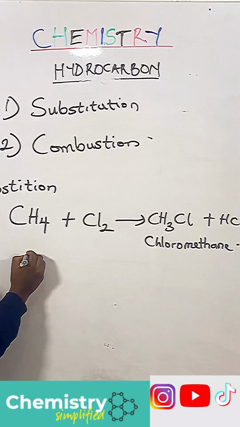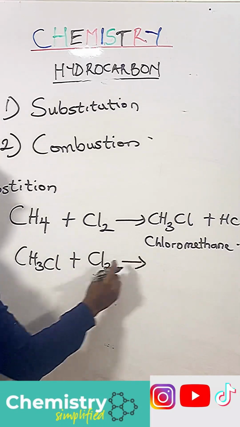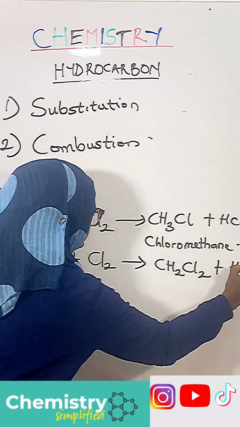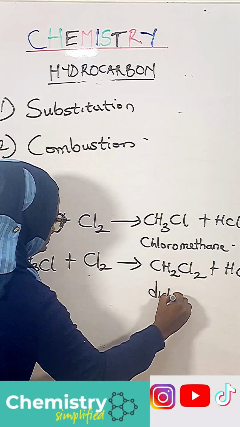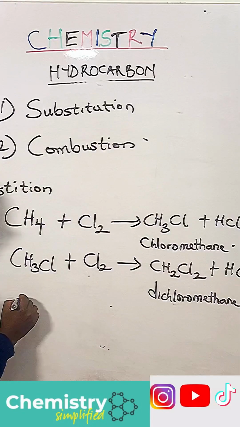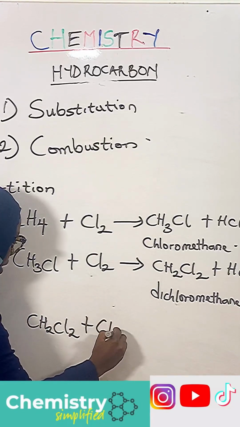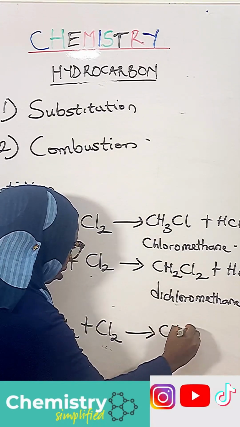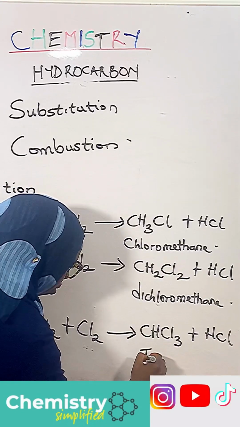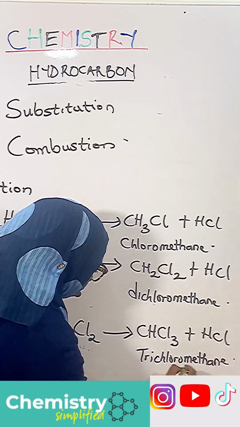Let's look at it. We pick this one again, CH3Cl. Reaction with chlorine again is going to give us CH2Cl2 plus HCl, and this is called dichloromethane. Then we take CH2Cl2 plus another chlorine to give us CHCl3 plus HCl. This is called trichloromethane. It can also be called chloroform.